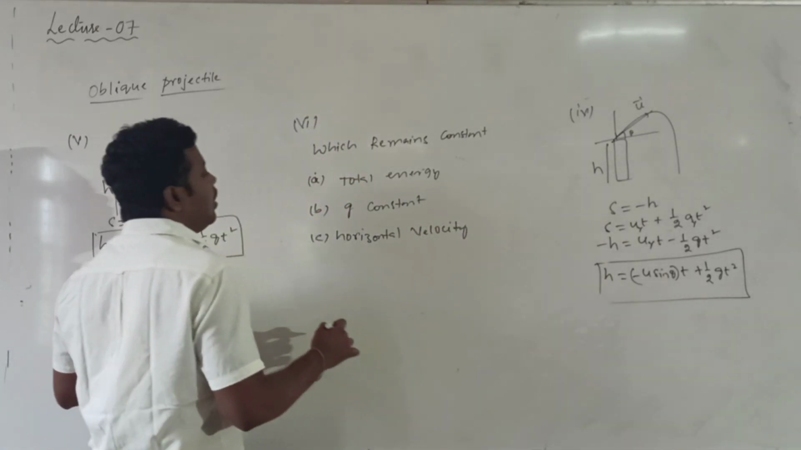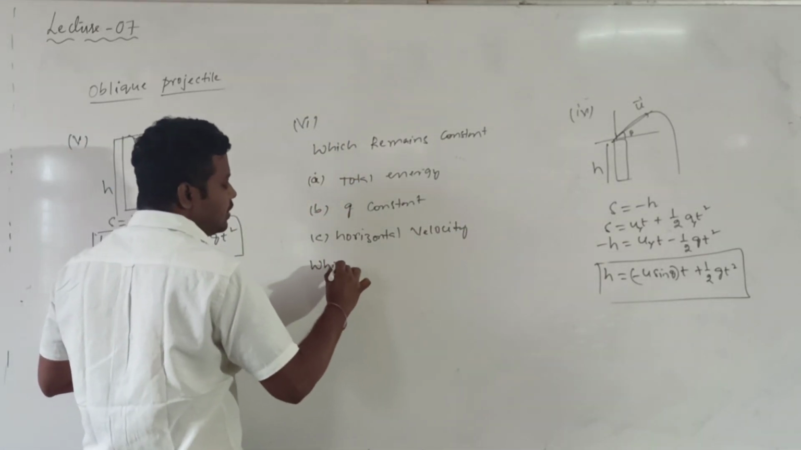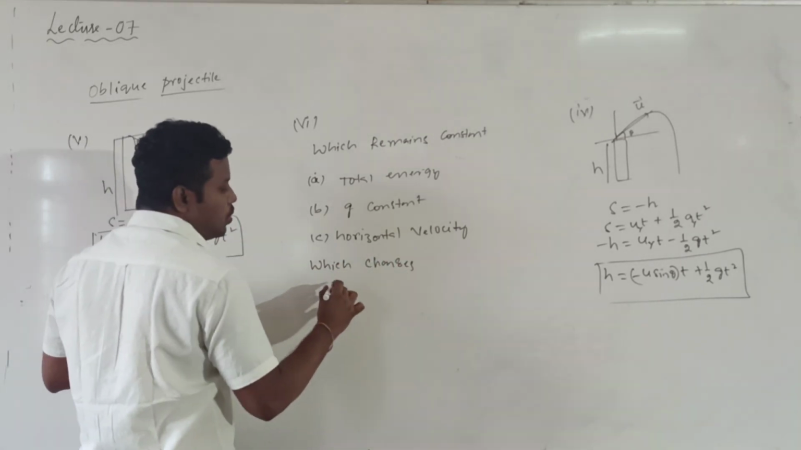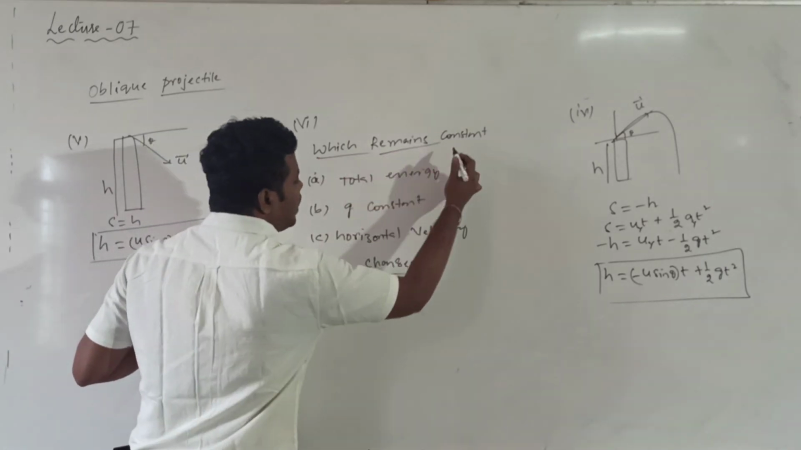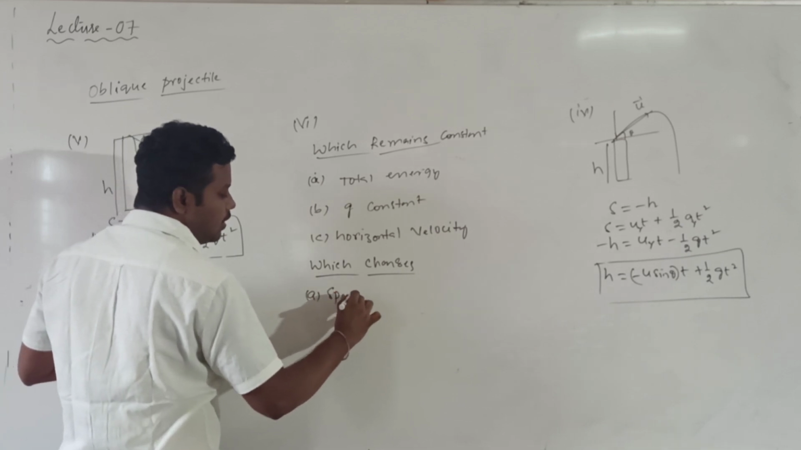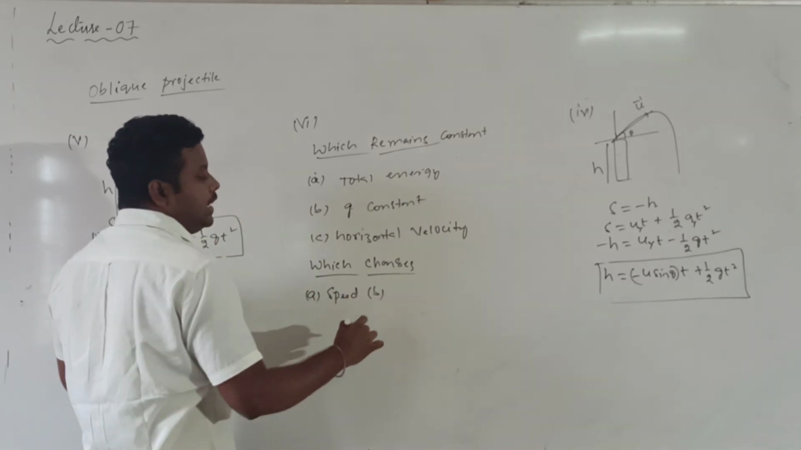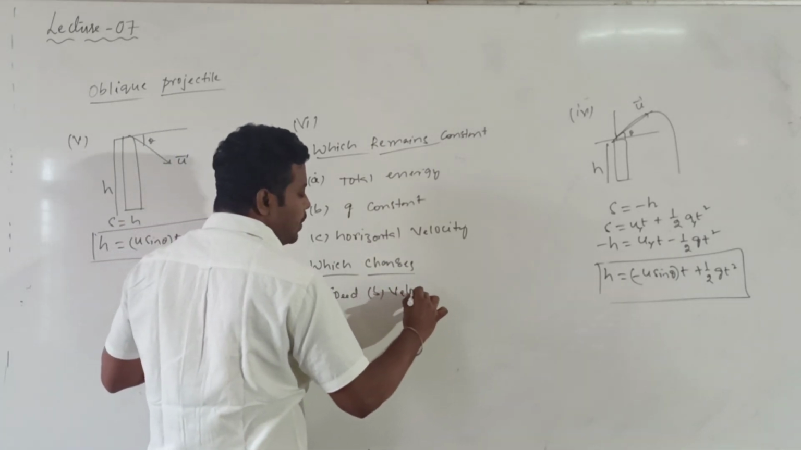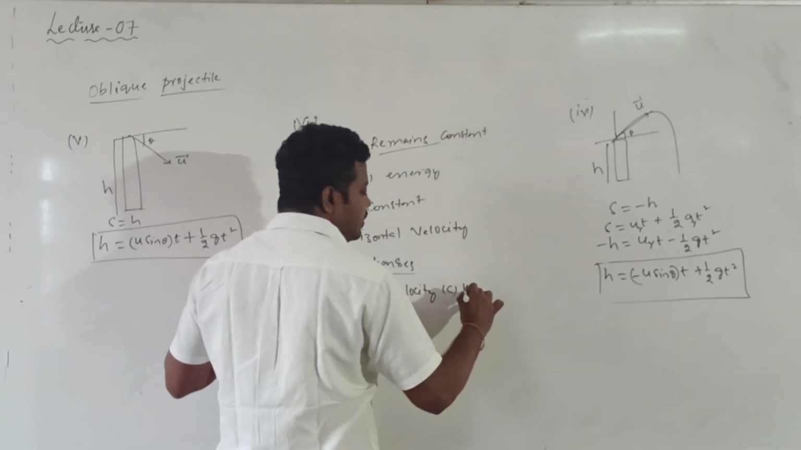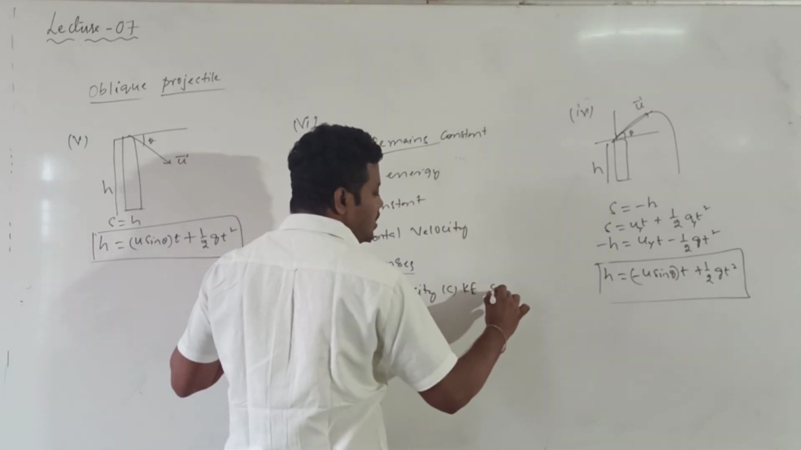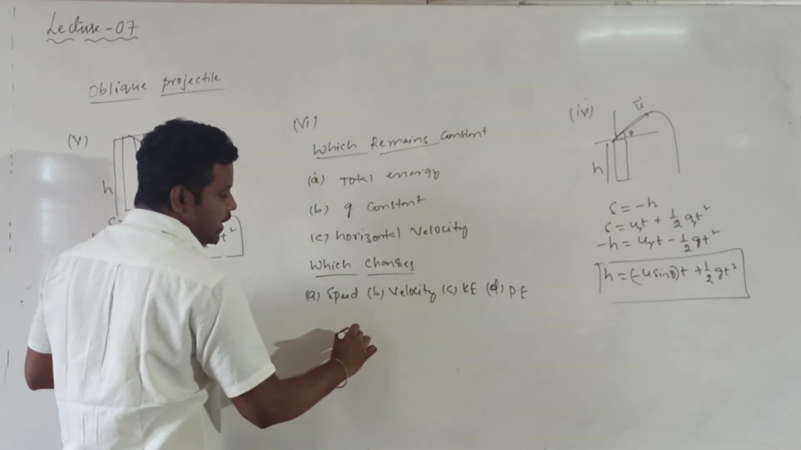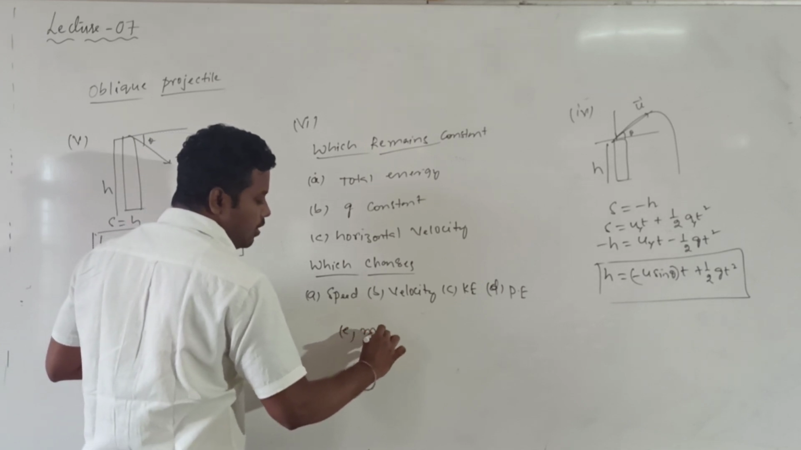Whereas which quantities are going to change? Regarding projectile motion, what are the quantities which change? First one is its speed value changes. And next one is its velocity changes. Which velocity? The vertical component of velocity will change. The next one is its kinetic energy value changes. The next one is its potential energy value changes. Yesterday we calculated kinetic energy and potential energy, and its momentum value also changes.